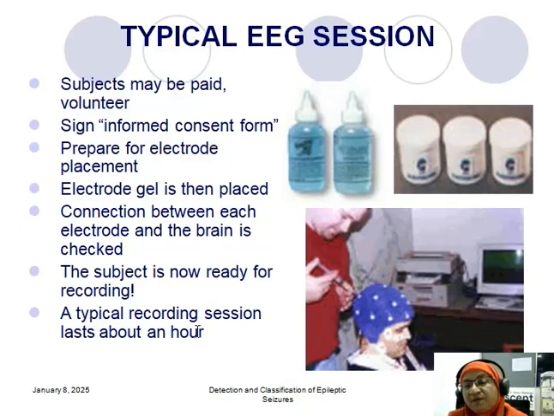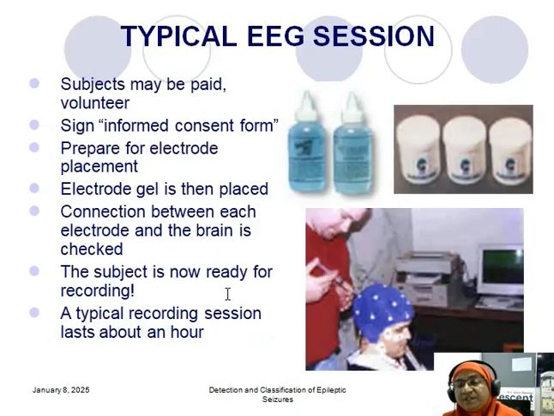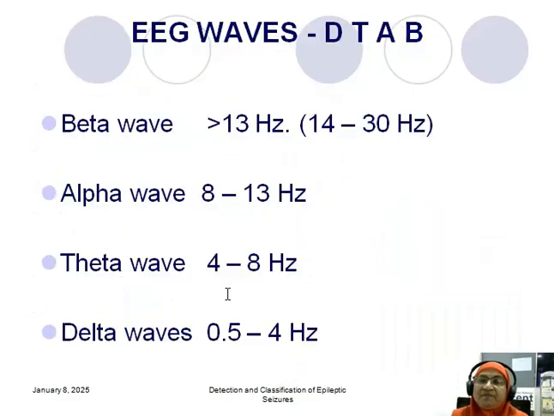A typical EEG recording session lasts about 1 hour. Generally in hospitals they take 15 minutes of EEG recording. And you must know one thing, the person must lie down on the bed before taking the EEG recording. In the sitting condition, you will not get proper EEG recordings. Now we have taken the EEG signal. This can be classified as delta, theta, alpha and beta. Delta varies from 0.5 to 4 Hertz, theta from 4 to 8 Hertz, alpha wave from 8 to 13 Hertz, and beta wave greater than 13 Hertz. 14 to 30 Hertz is your beta.